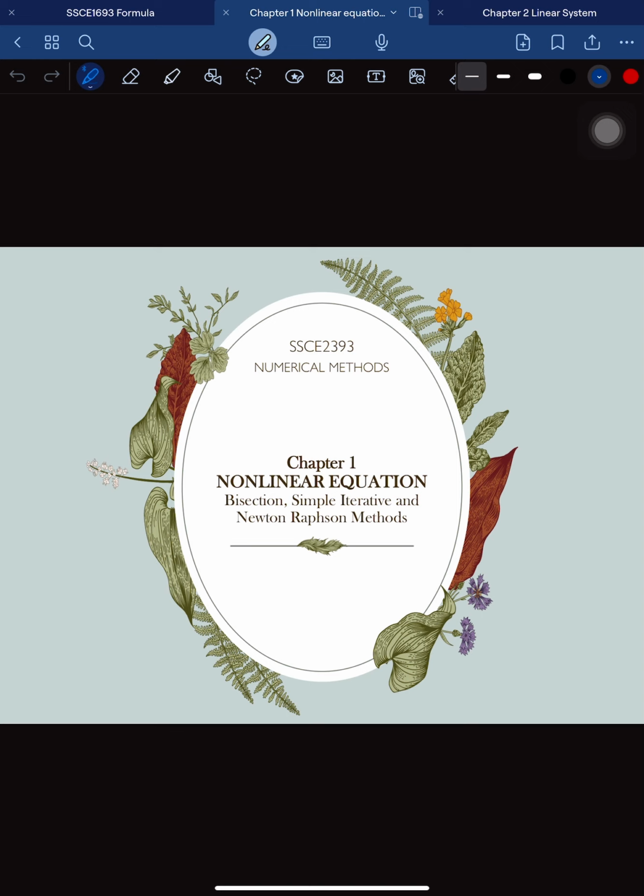So this is chapter 1 on the non-linear equation. Let's say we have an equation where the power is not equal to 1. So that is a non-linear equation. For example, we have a variable x, variable y, and also variable z. Let's say we have x with the power of 2. So this is a non-linear equation. But if we have all the variables with the power of 1, then this is a linear equation.